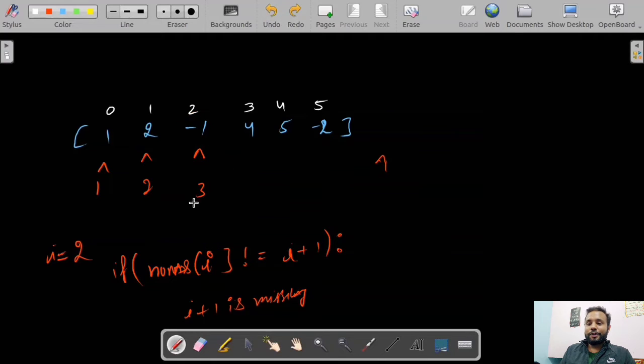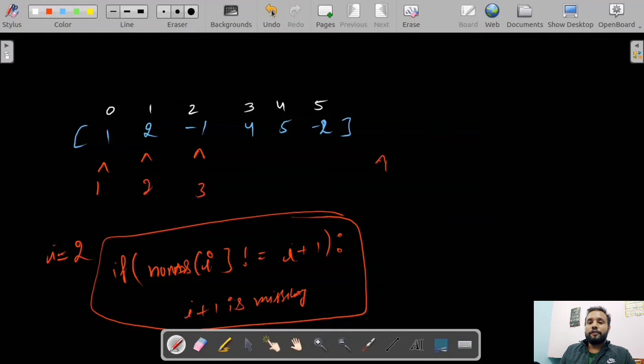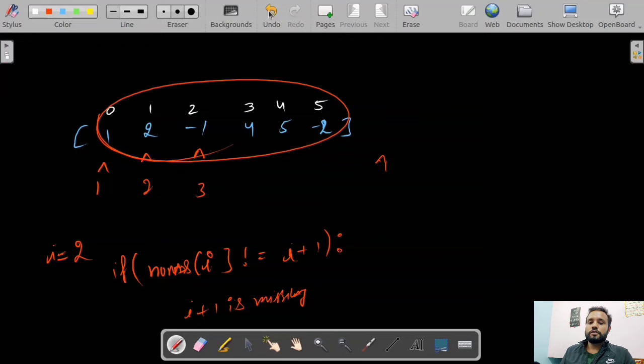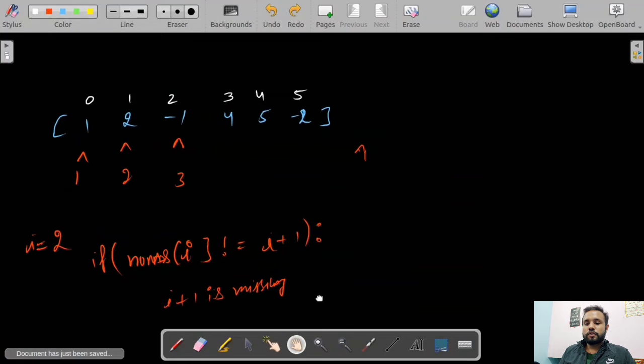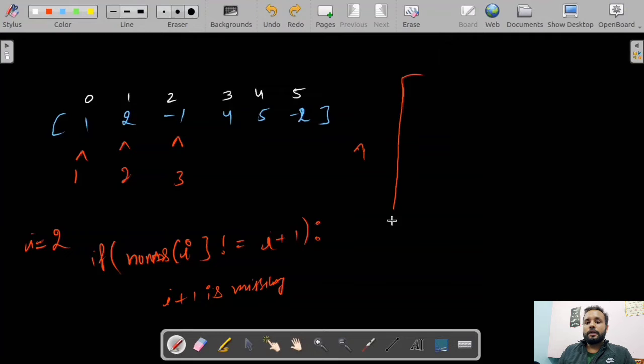So this is our code, this is our solution after we sorted this array. Now let's try to write the pseudocode for sorting the array. What we are going to do is we are traversing this array from 0 to n minus 1. We are traversing from index 0 to n minus 1, the last index.